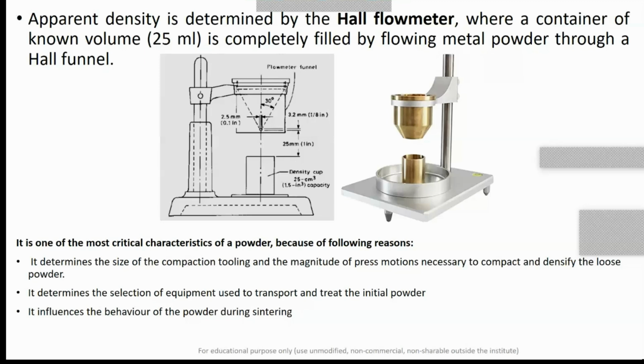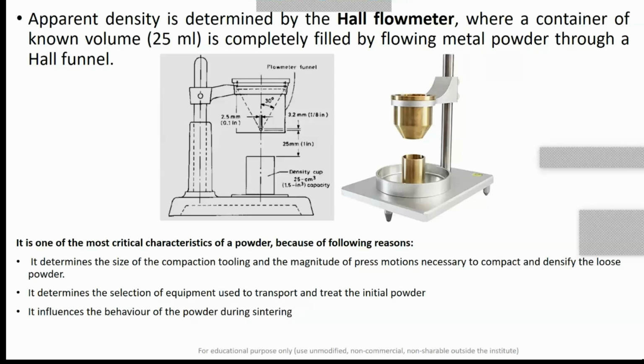Okay, now what is the significance of this particular property? It is one of the most critical characteristics of the powder for the following reasons. The first reason is that it determines the size of the compaction tool and the magnitude of press motions necessary to compact and densify the loose powder. So if you have a very low apparent density, then you require a bigger press or bigger tooling to compress the powder particles and convert this powder mass into a solid compact.